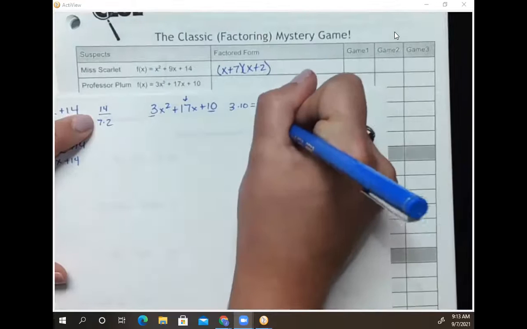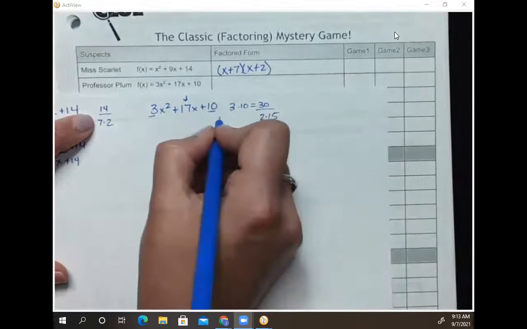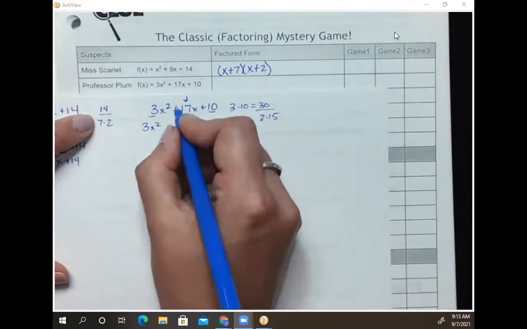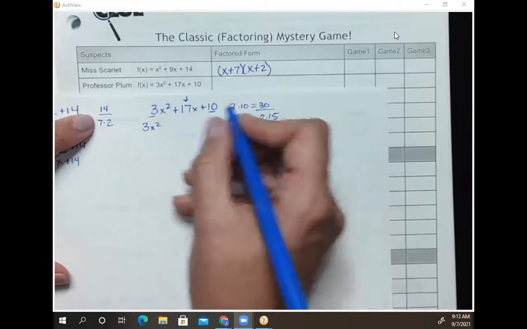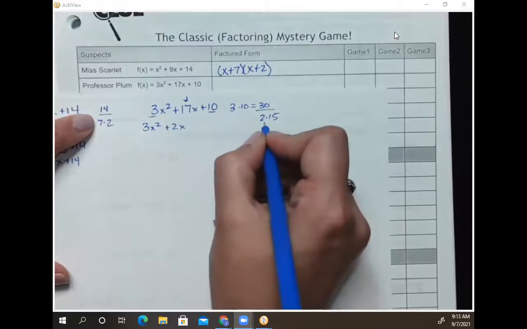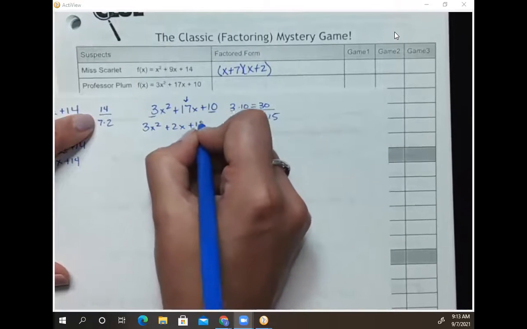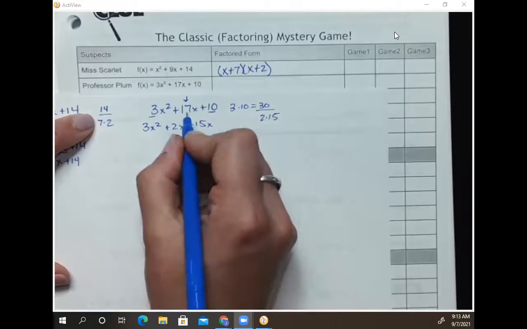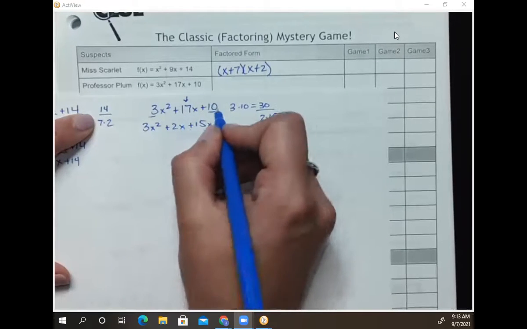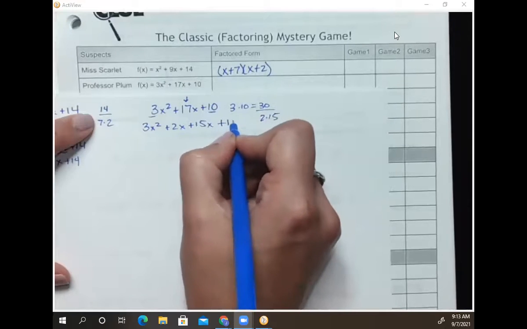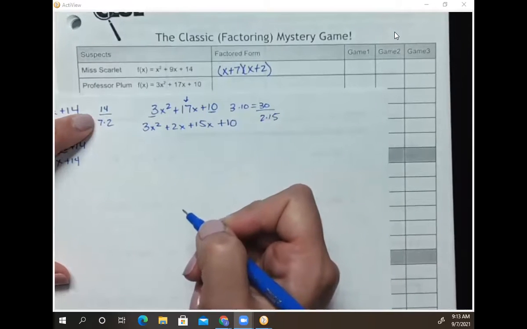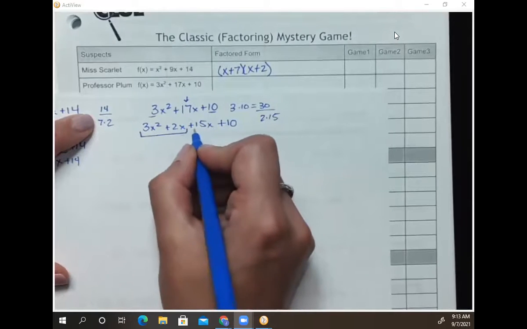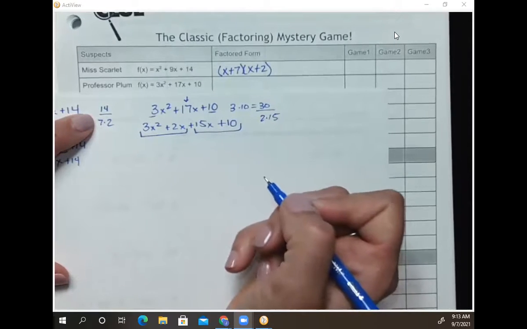2 and 15, yeah. So now I'm going to rewrite this. The first term stays the same. The middle term, I'm going to rewrite as 2 different terms. So plus 2x since we had positive 2, and then plus 15x since we had positive 15. If I were to combine these, I would get back to 17x. And then the end term stays the same. The only thing that changes is the middle. I rewrite the middle split up so that I can use my grouping strategy from the other day.